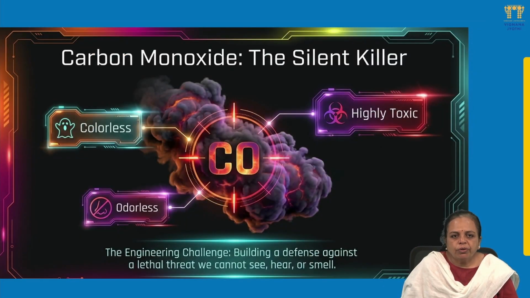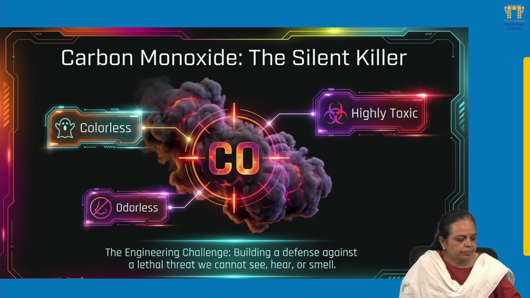So we are going from the one example that is called carbon monoxide. And carbon monoxide, we know, is also called the silent killer. It is a colorless as well as odorless and highly toxic gas. And we know in our transportation, whatever vehicles are there, they are continuously radiating this carbon monoxide gas.